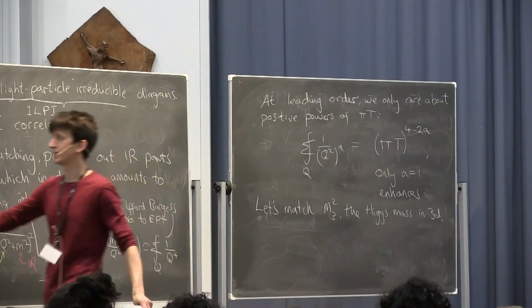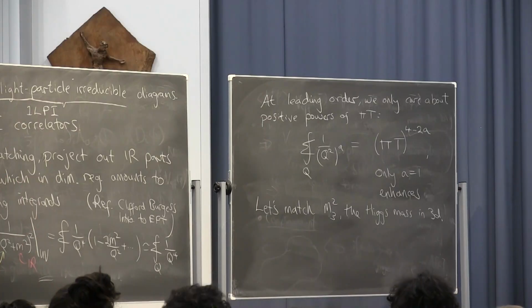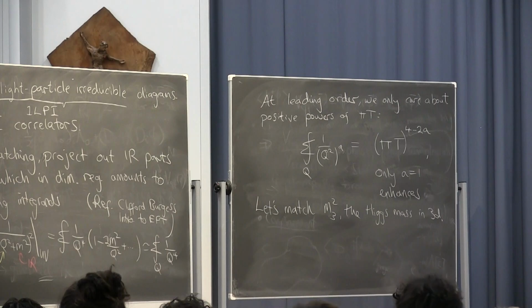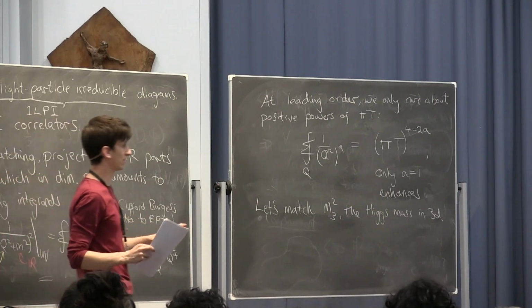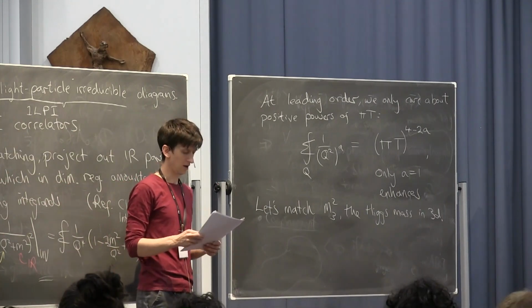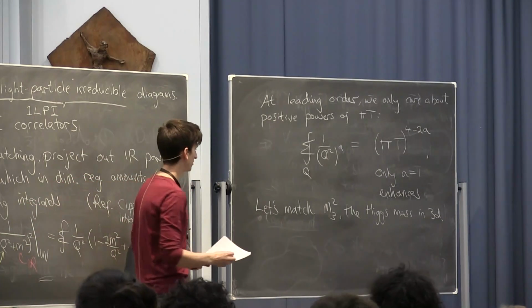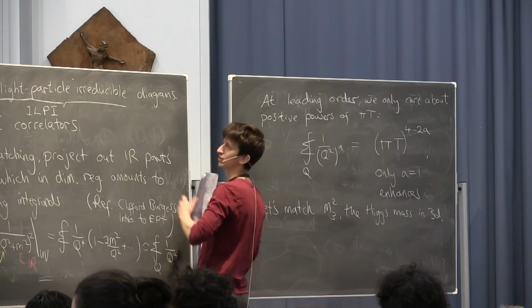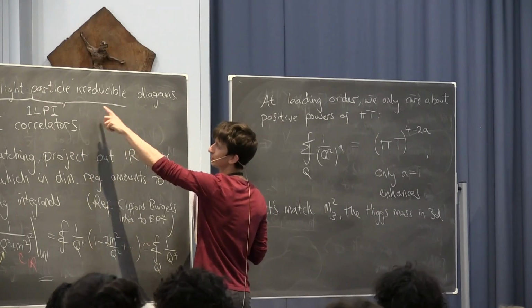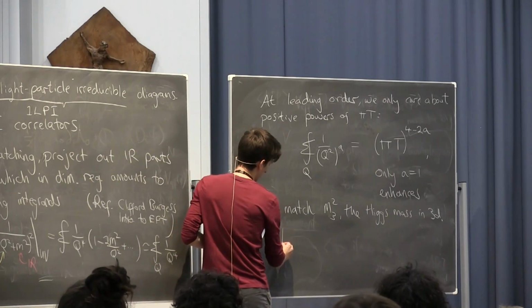So going back to this, that means I have two external legs, both of which are Higgs external legs, and I match them in the diagrams, which is equivalent to matching, and I want to match the 1PI or one-particle irreducible diagrams.